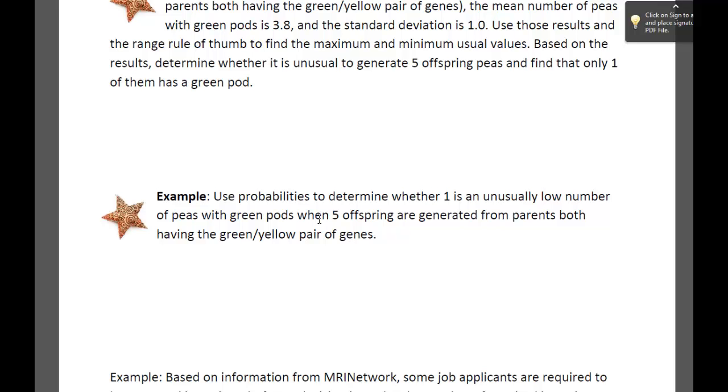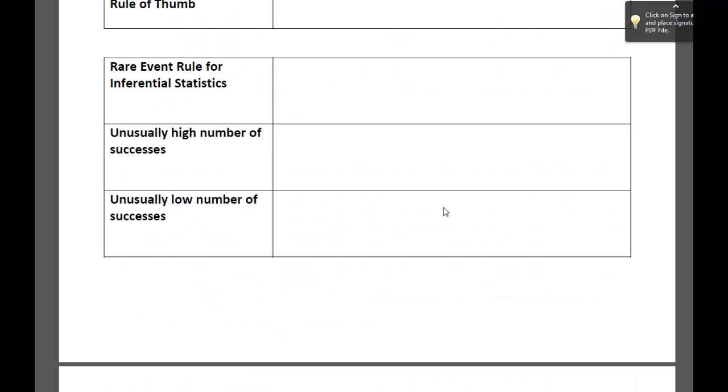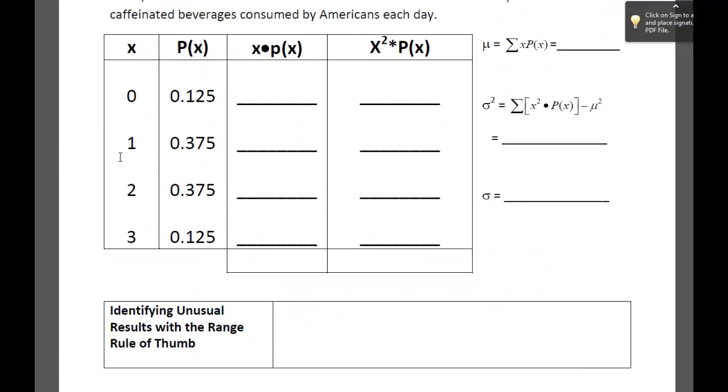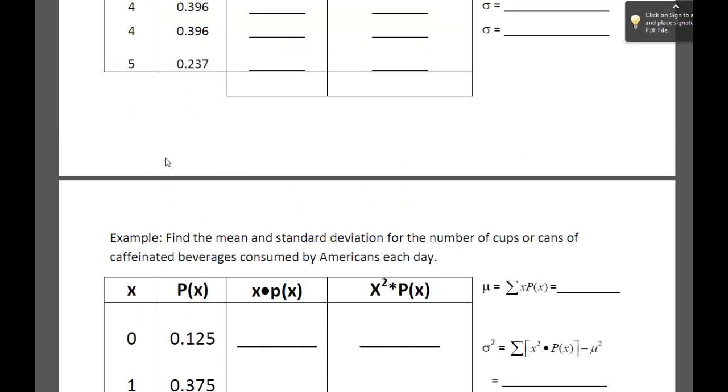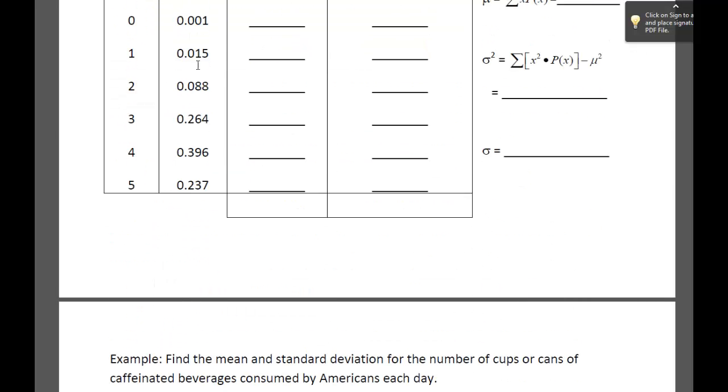Okay, does that make sense? A little bit? The question again was, is 1 an unusually low number? And so what I do is I go back and look at the probabilities. I look at the entire probabilities for 1 and 0, everything that's below 1, plus 1. All of that's still less than 0.05. And so we would say, yes, it's unusual to get 1.